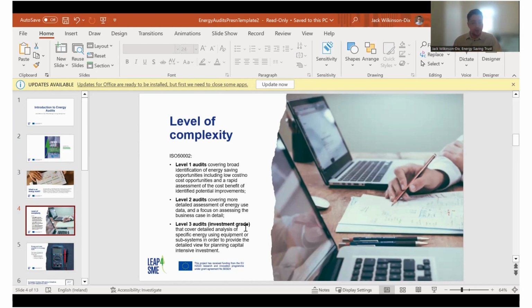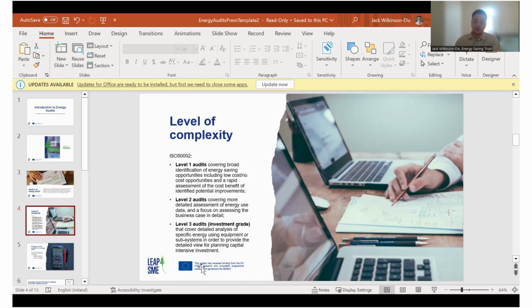Level 2 audits are another level more complex. They provide a more detailed assessment of energy use data and focus on assessing the business case in more detail. And SMEs that we've spoken to tended to find this level of assessment provides more actionable steps and is more useful.